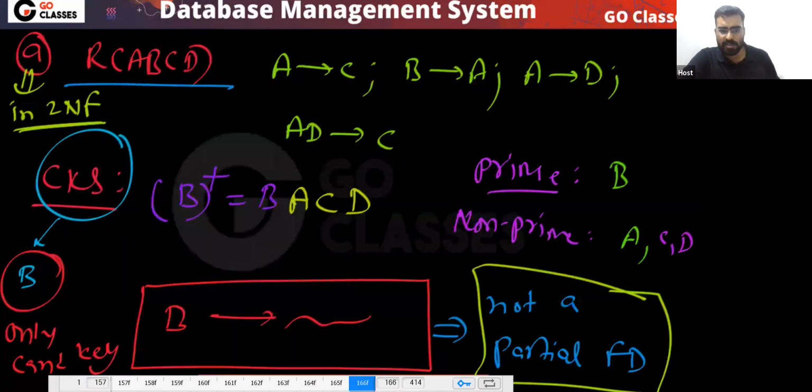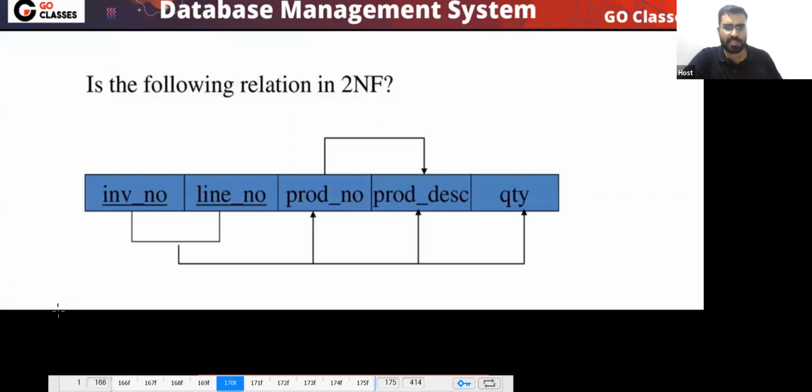Actually, this is not an interesting question, but let's see more examples. Is this relation in 2NF? Let's see this. First, you write the FDs. Let me give names to the attributes: A, B, C, D, E. These are your attributes. So tell me, what are the FDs?